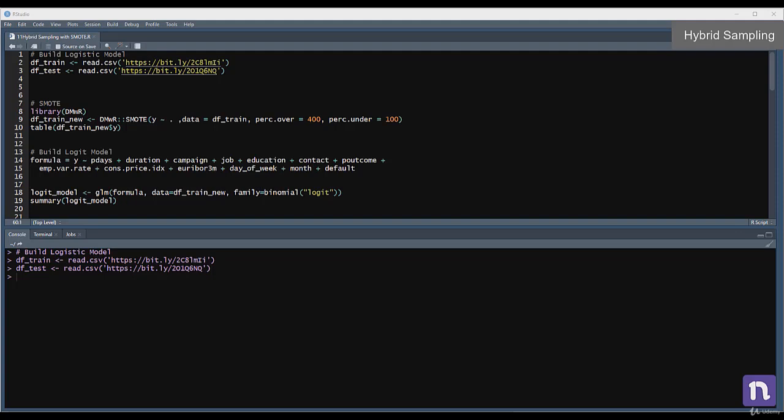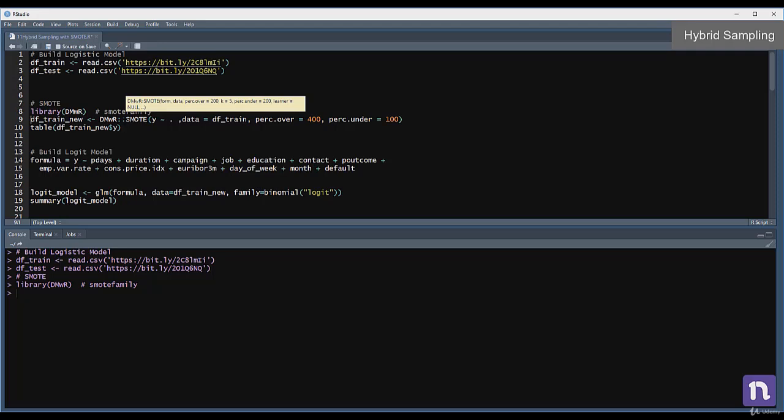We saw how oversampling improved the performance of logistic regression on a class imbalanced dataset. Now let's implement hybrid sampling using the SMOTE algorithm. The SMOTE algorithm is implemented in DMwR as well as the smotefamily package. Both these packages in R have this algorithm implemented. I have loaded up the training and the test data already. So let's start with implementing SMOTE directly.